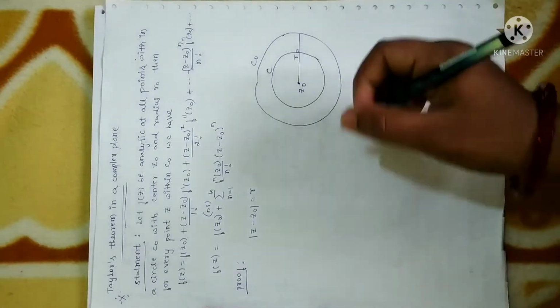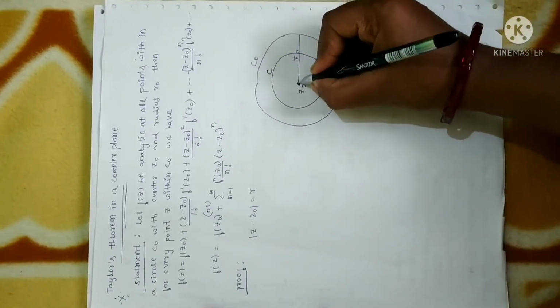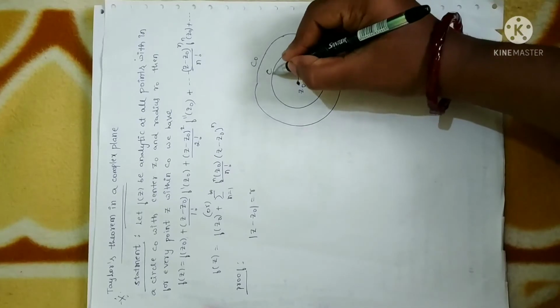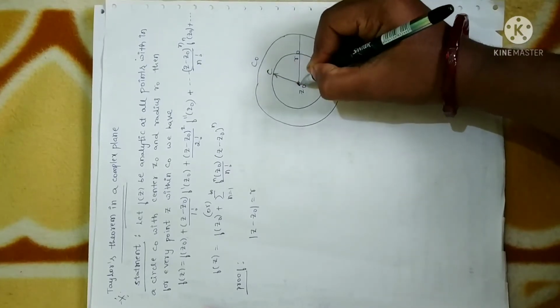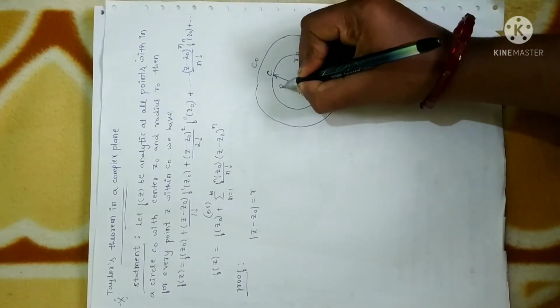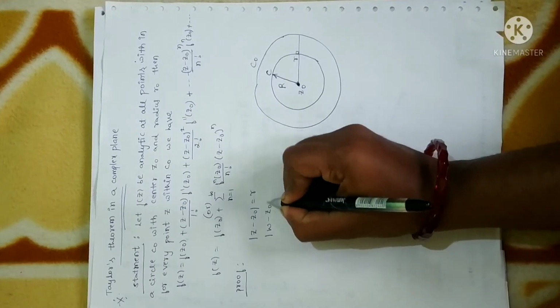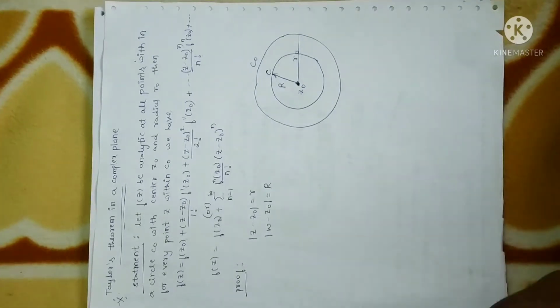For this circle, let the center be the same, that is, it is a concentric circle. Why? Because the center is the same, z0, and the radius is different. What I did is I have drawn two circles with the same center and different radii. Let R be the radius of this circle, and let the equation of this circle be of the form |w minus z0| is equal to R.